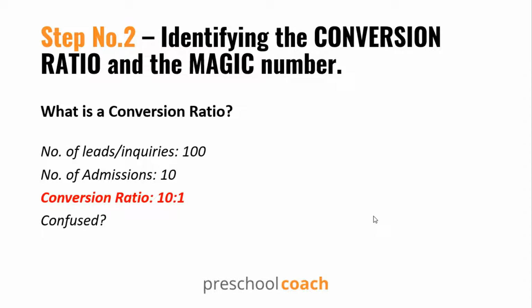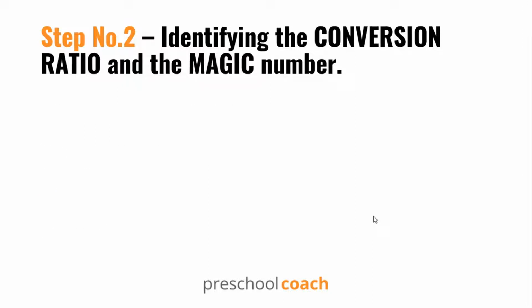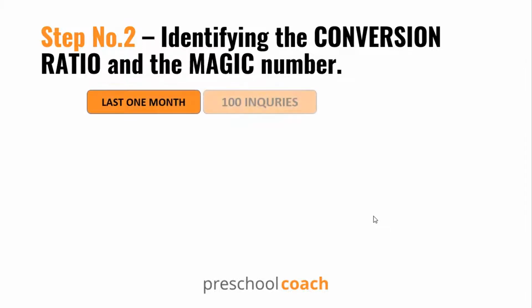Confused how I got this ratio? Let me explain. Let's make a simple calculation. So let's assume in the last 1 month, you were able to generate 100 inquiries, out of which you got 10 enrollments.